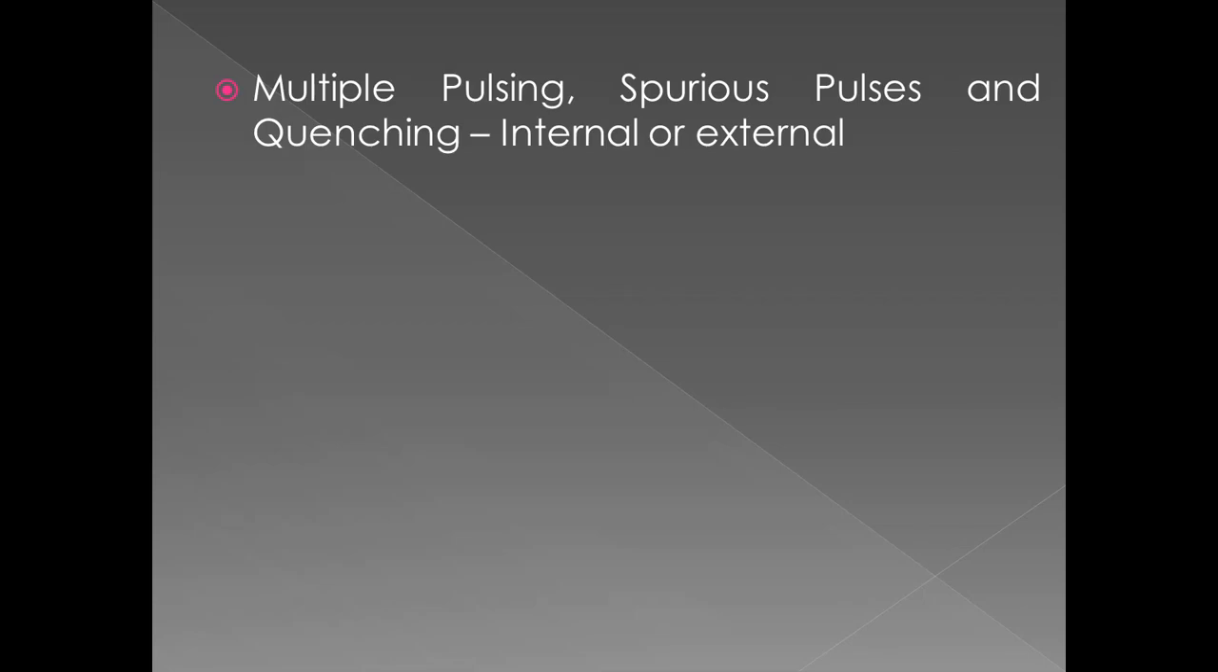Now, there is a problem associated with the GM counter which needs to be avoided: multiple pulsing or spurious pulses, and hence quenching, which can be internal or external. So what are spurious pulses? The GM counter or tube must produce a single pulse for the entry of a single particle. It should not give any spurious pulses, and it should recover quickly to record the next entering particle.